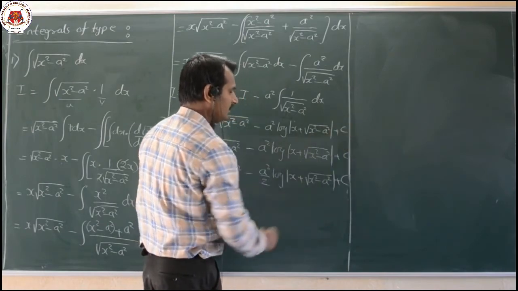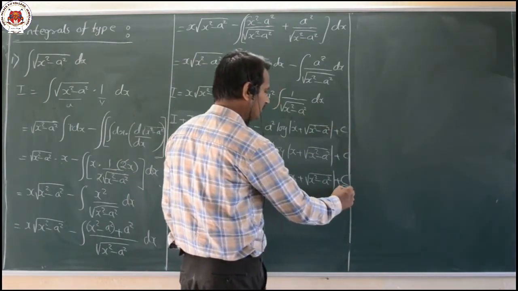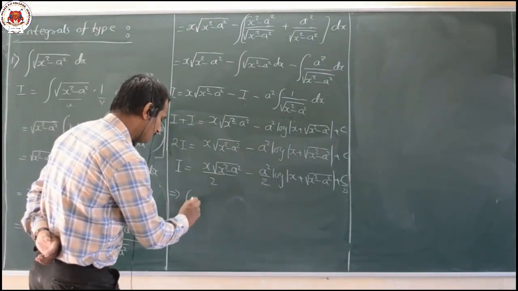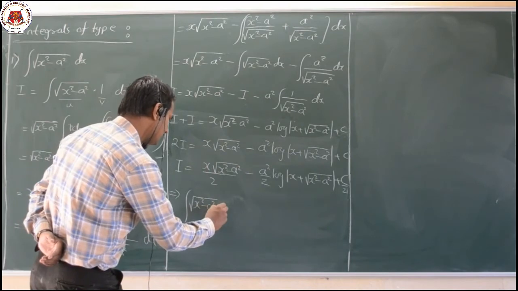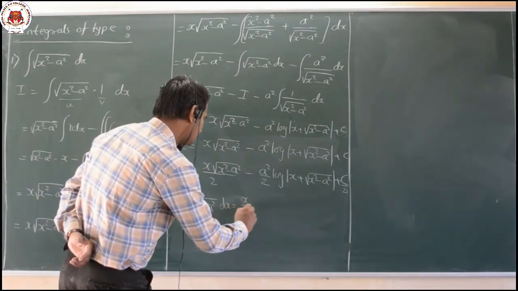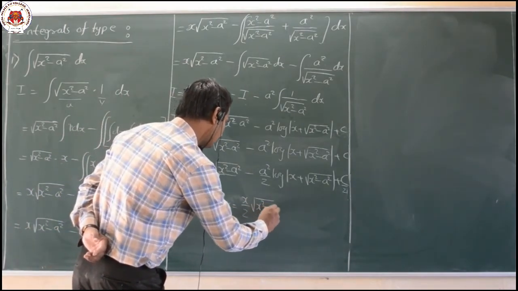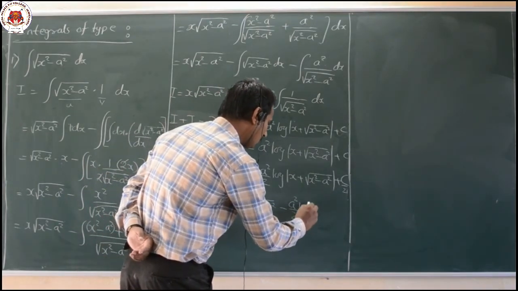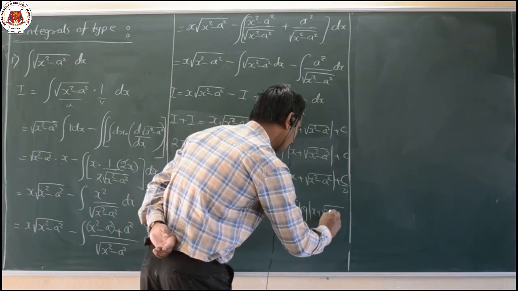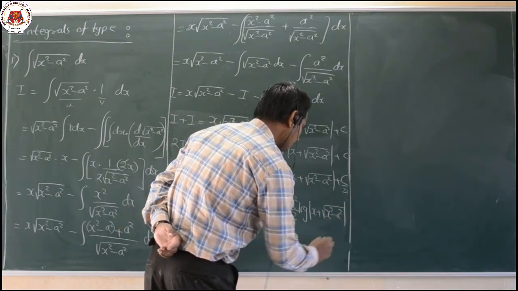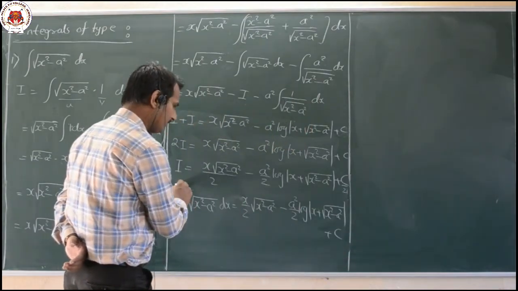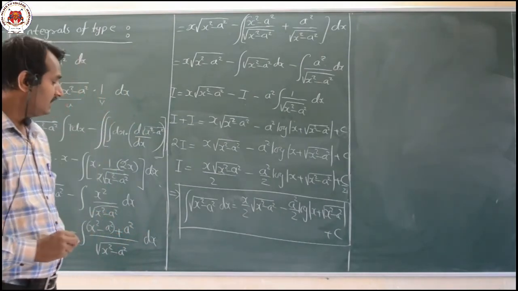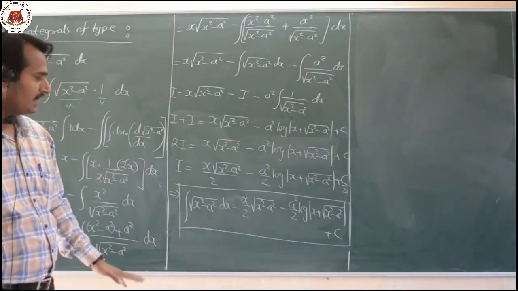Now here actually we are having c by 2, that is nothing but I will take a capital letter C here. That implies the integration of root of x square minus a square dx will be x by 2 into root of x square minus a square minus a square by 2 into log of x plus root of x square minus a square plus an integral constant capital C. That will be the required formula to find out what? That is the integration of root of x square minus a square.